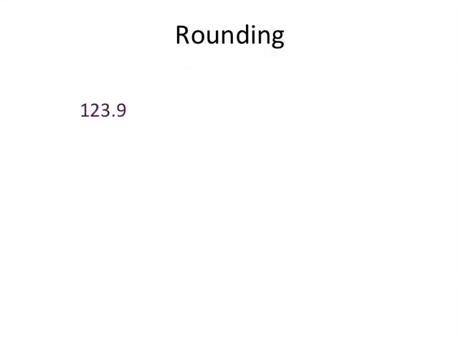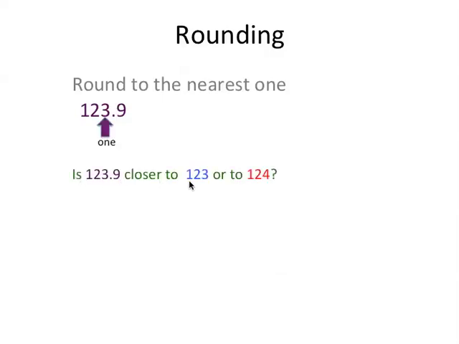Rounding. We want to round 123.9 to the nearest 1. So there's the ones place. Now, really what we're asking is, is this closer to 123 or 124? So is 123.9 closer to 123 or 124? That's it, right? Well, what place decides?